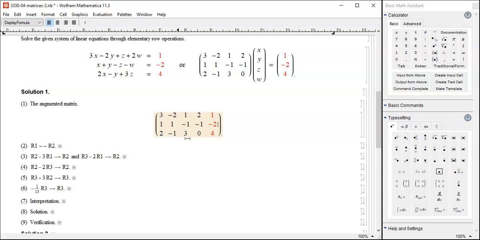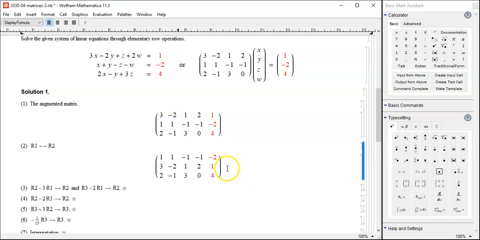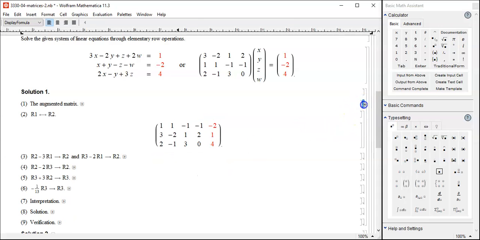Okay, let's begin. Let's switch the order, row 1 and row 2, because I want something that begins with 1. That's simpler. Okay, all right. So first row, second row. Okay, did everybody follow? All right. This is where we are right now.